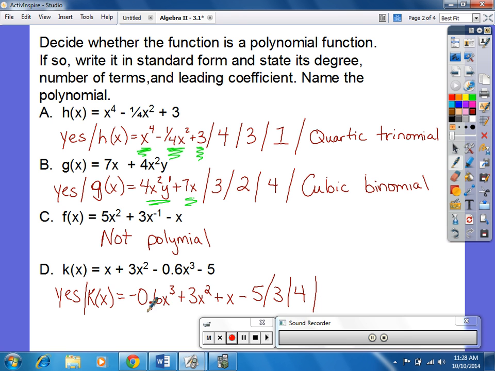The leading coefficient is negative 0.6. And if I need to name this polynomial, it is a cubic polynomial because it has more than 3 terms. Please pause this video now and complete question 1 on your worksheet.